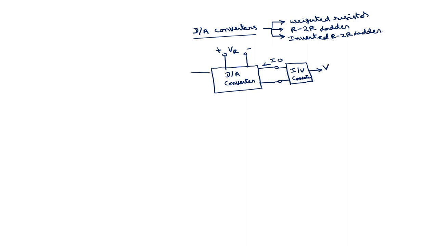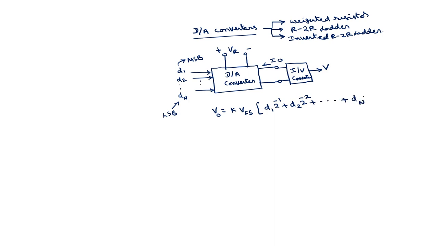The input will be digital. For an N bit digital to analog converter, the inputs are D1, D2, and so on up to Dn. D1 we take as MSB, the most significant bit, and Dn as the least significant bit. Then the expression for the output voltage will be some constant K times VFS, the full scale voltage, into D1 times 2 to the power of minus 1 plus D2 times 2 to the power of minus 2 plus up to Dn times 2 to the power of minus n. Normally the K value will be taken as 1.